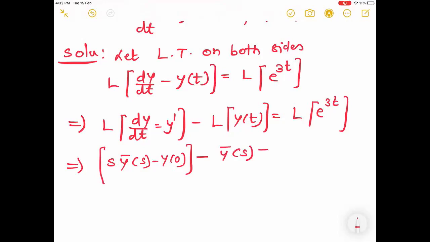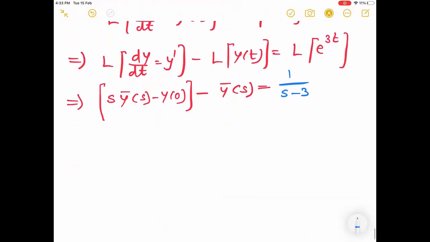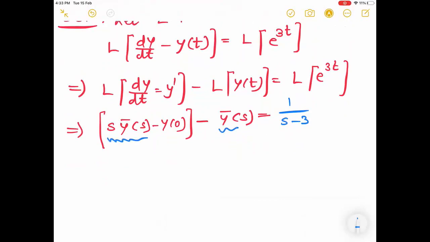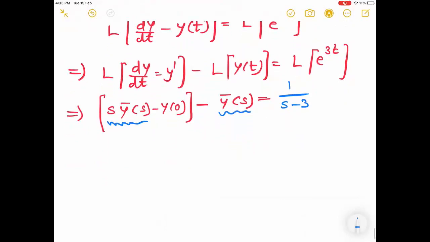Okay, and on the right hand side, tell me the transform of e raised to 3t. 1 upon s minus 3. Yes, so 1 upon s minus 3. Okay, and as usual, collect the terms of y of s. There are two terms on the left hand side. I'm taking it out, so the coefficient is s minus 1.